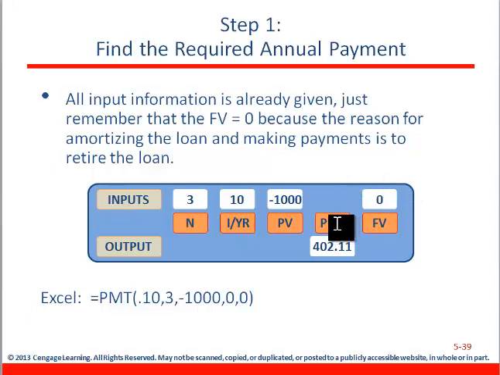For this calculation, though, we calculate an annual payment of $402.11. Here's the Excel, and then in the blue box, the standard kind of financial calculator. This is $402.11 per year.